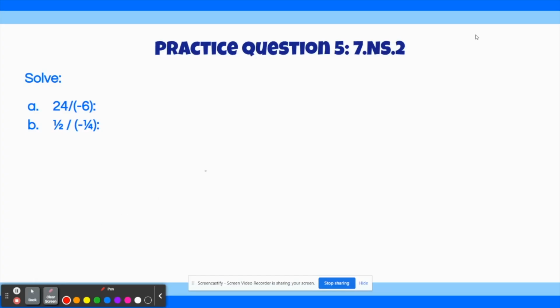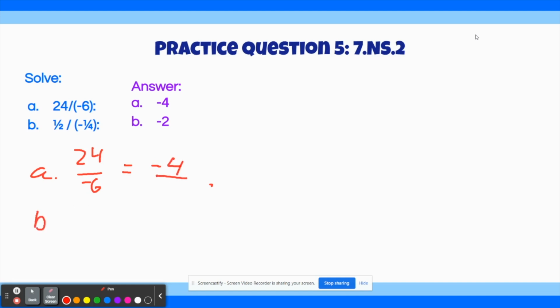Okay, the correct answer to this problem is, for part A, -4, and for part B, -2. So I'm going to start off with part A. We have 24 over -6. And since we have just one negative in the fraction, we can just put a negative sign at the beginning because we know our answer is going to be negative, and then we can do 24 over 6, which is just 4. That's our answer to part A.